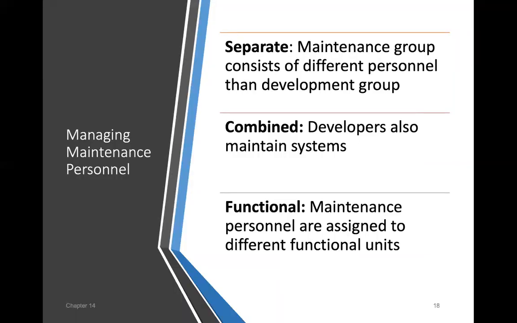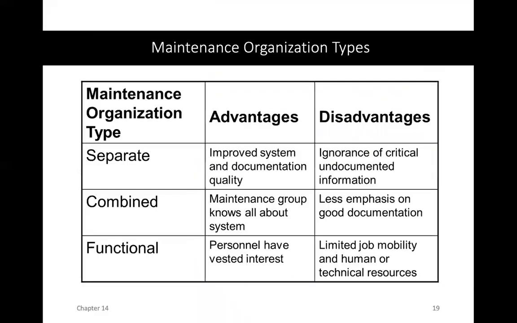You can have a separate group, different personnel to the development group supporting the system. Or you can have a combination, a hybrid model, or you can have a functional environment where the maintenance personnel is assigned to different functional units. So if you're in one functional area, you might have personnel assigned to accounting or marketing or sales or wherever. The question is, which of these is the best option? Well, as you know, in this class, there are no necessarily right answers. It depends, right? So there are advantages and disadvantages to each.